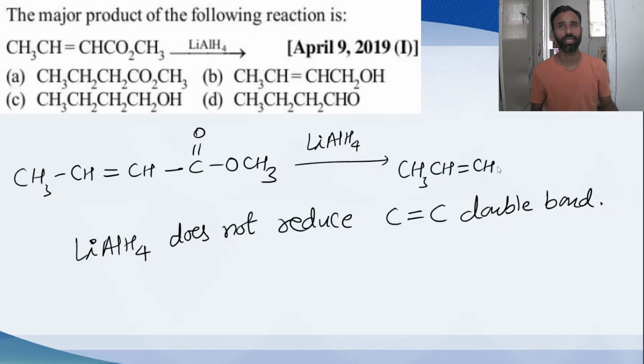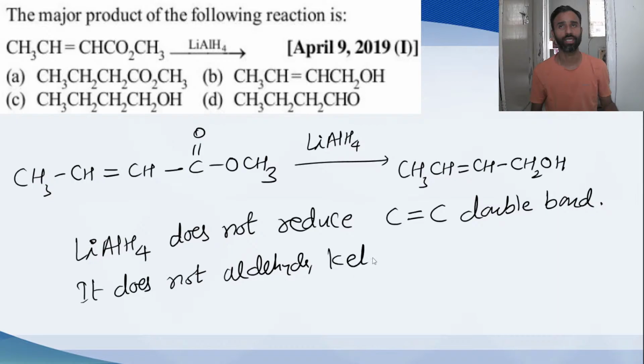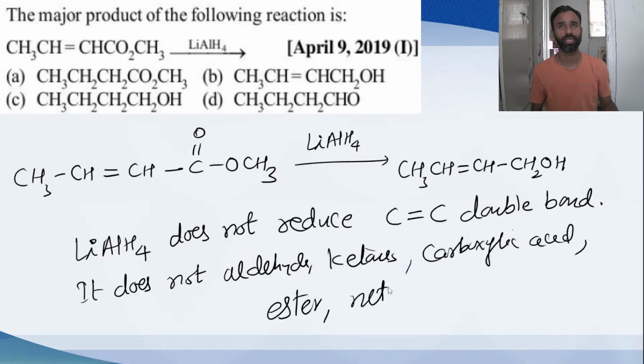CH3CH=CHCH2OH is the product formed, because it does reduce aldehydes, ketones, carboxylic acid, ester, even nitro group, aldehyde. Okay, but it will not reduce carbon-carbon double bond.